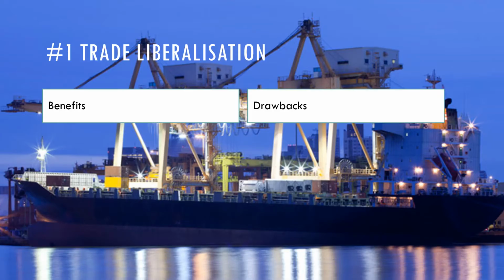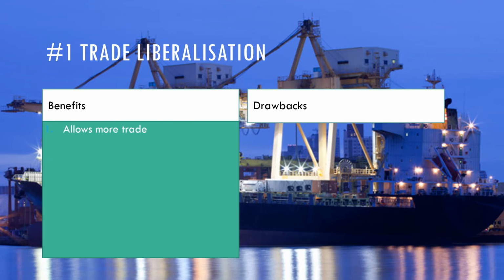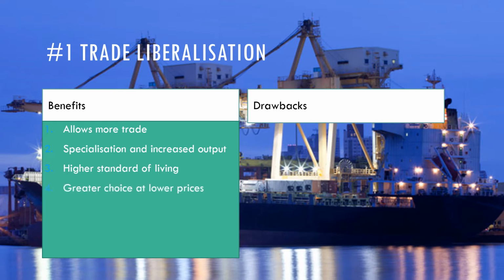Some of the benefits and drawbacks of trade liberalization, well, it allows more trade, so allows specialization to take place and therefore increased output. If there's more stuff to go around, then you might argue there'd be a higher standard of living, and therefore also a greater choice for people as they can buy from different countries, and if they are more efficient, then at lower prices. Perhaps greater quality products, and increased competition within markets.